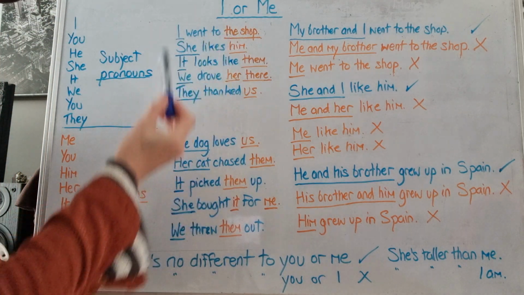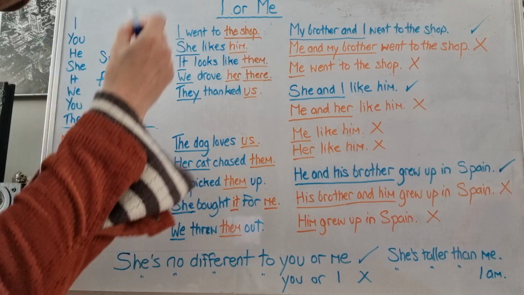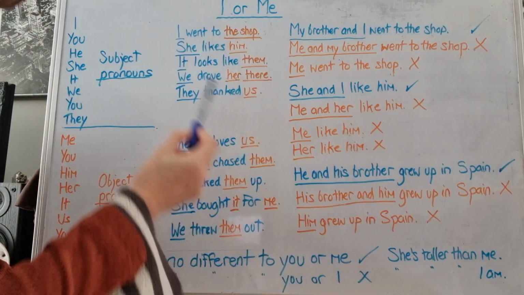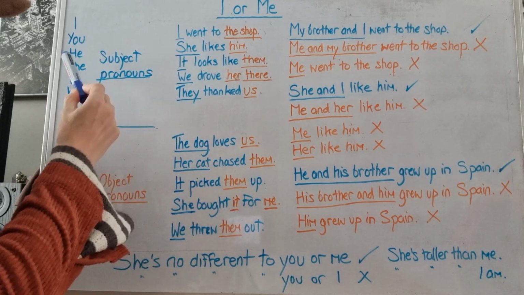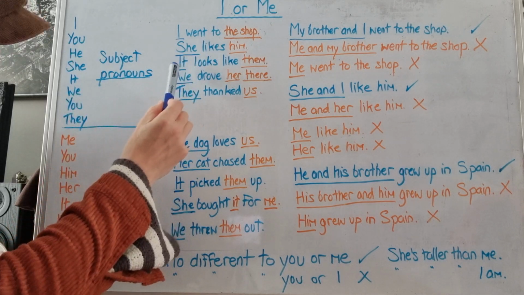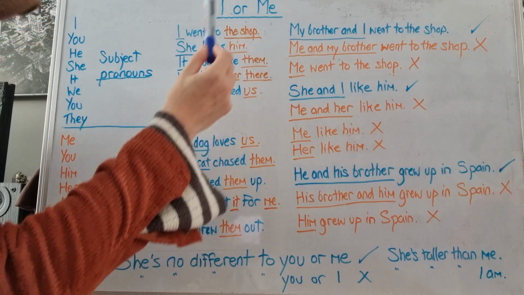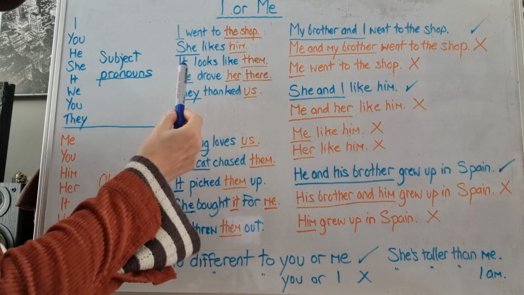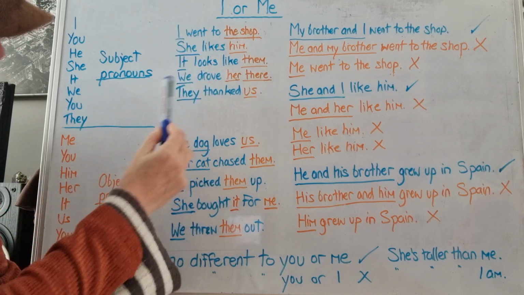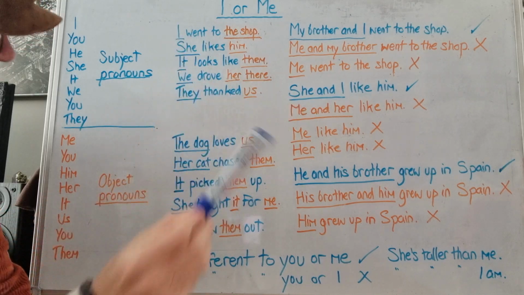She likes him. Now, she is the subject pronoun. She does the verb, she likes. Likes is the verb, and him is the object pronoun. Okay? It looks like it, subject pronoun. Looks is the verb. Like is the preposition, and them is the object pronoun. Okay? Remember, the subject does the verb. Well, you know what I mean.